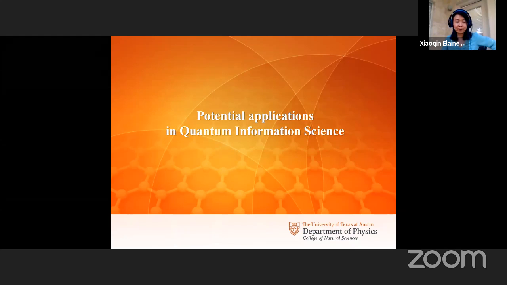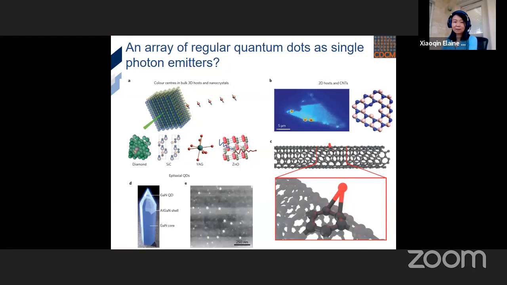So let me put up the last 3 slides to discuss how we can think about their applications. One thing is really solid state single photon emitters. Currently, single photon emitters are based on color centers, defect states in high gap material, self-assembled quantum dots, or modified carbon nanotubes. A lot of people are finding defects in layered material, but so far their performance is not nearly as impressive as other material platforms.